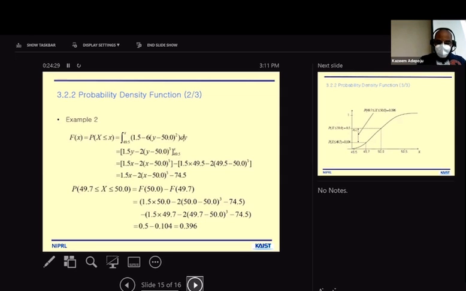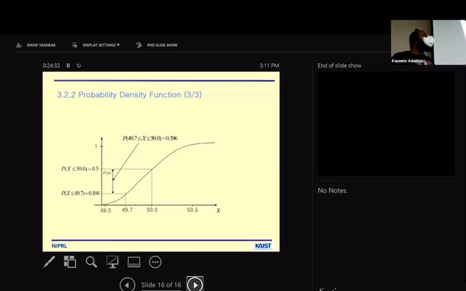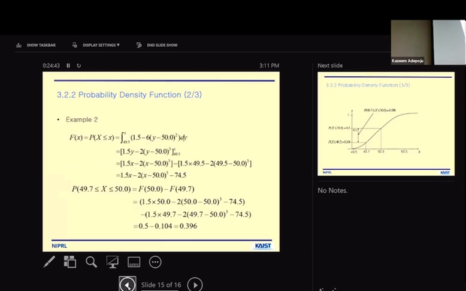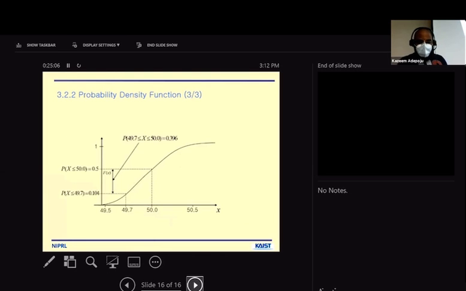Now, lastly for today, how do we plot the CDF of a continuous random variable? You go back to the CDF that we derived and plug in some values of X, making sure they lie between 49.5 and the highest value. At the end of the day, when you plot that, this is what you're going to see.